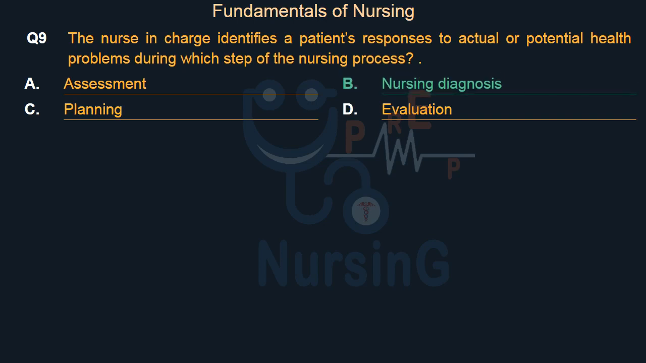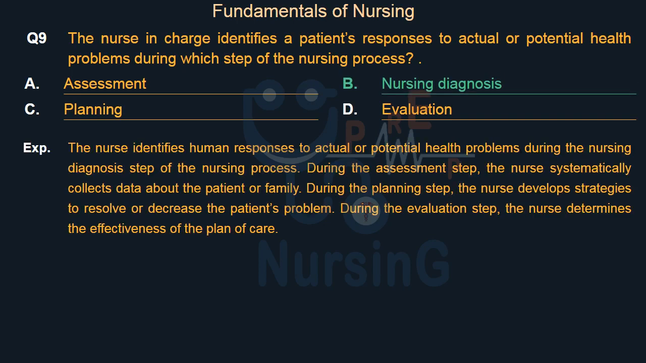Nursing diagnosis. The nurse identifies human responses to actual or potential health problems during the nursing diagnosis step of the nursing process. During the assessment step, the nurse systematically collects data about the patient or family. During the planning step, the nurse develops strategies to resolve or decrease the patient's problem. During the evaluation step, the nurse determines the effectiveness of the plan of care.